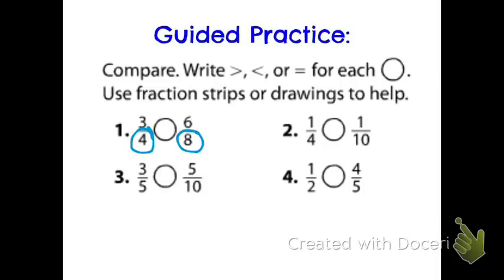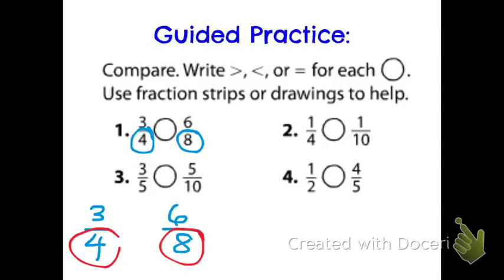So on number 1, you should have 3/4 and 6/8 written down. Well, I have to take a look at my denominators, like I said. I look at 4 and 8. I need to find the multiples of both 4 and 8 and figure out what their least common multiple is. So I would write 4, and I start listing out the multiples of 4. So 4, 8, 12, 16. I'm just going to stop right there for now.